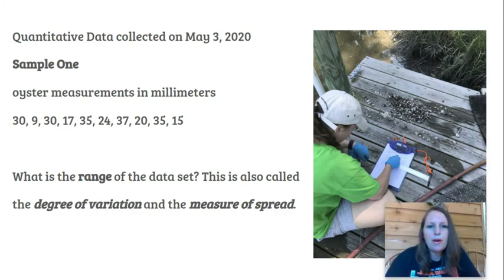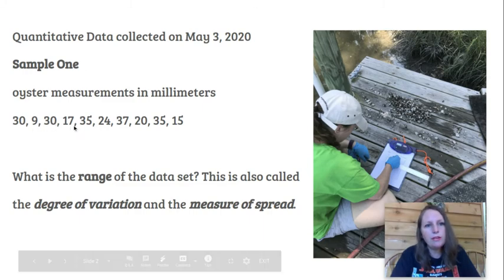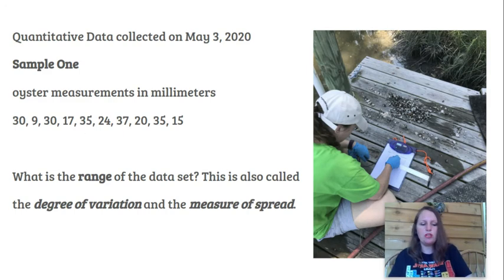So if I'm thinking about the range, it is the difference between the highest number in the data set and the lowest number. So when I scan my data here, 9's pretty low. 30 looks like it might be high. Oh, there's 35. 37. Okay, so 37 minus 9 will tell us what the range is.